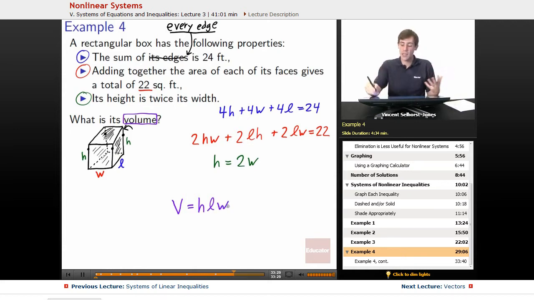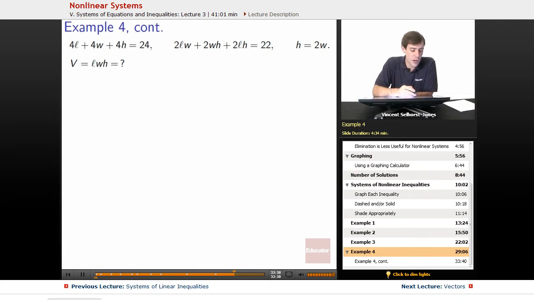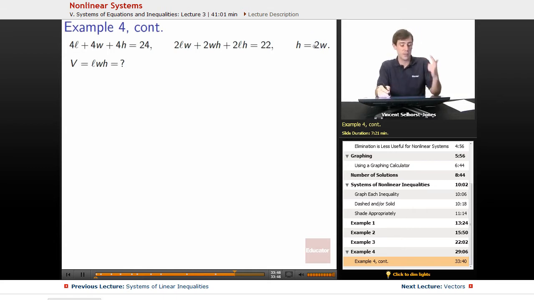Great. So that's all the steps that we need to be able to get this in a position where we can solve it. So now let's start working it out. So we've got 4L plus 4W plus 4H equals 24, 2LW plus 2WH plus 2LH equals 22, H equals 2W, and we're looking for volume, which is going to be L times W times H.